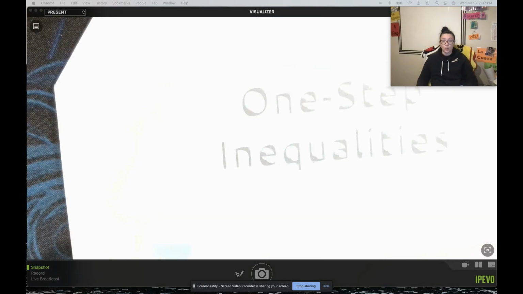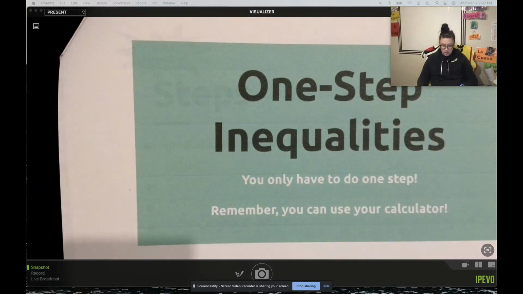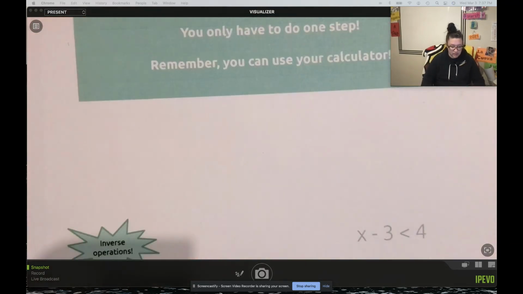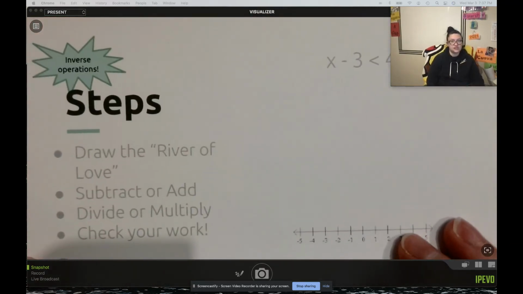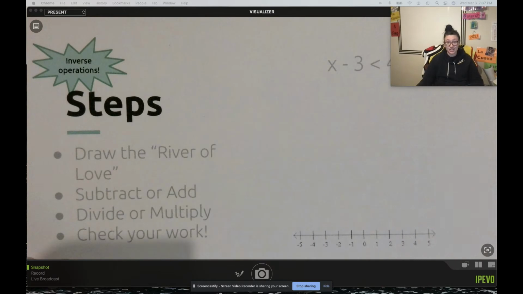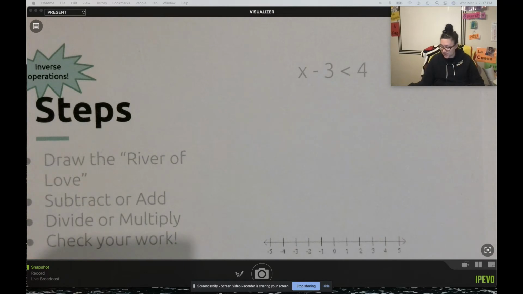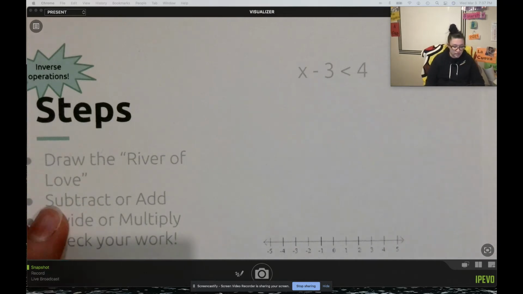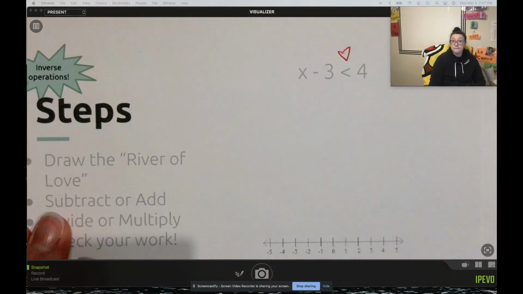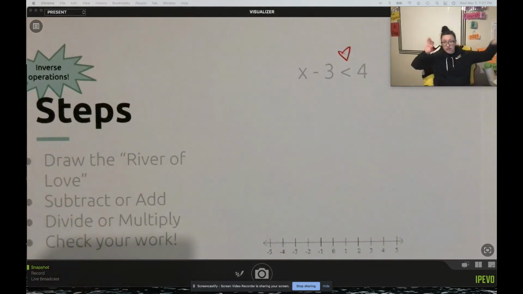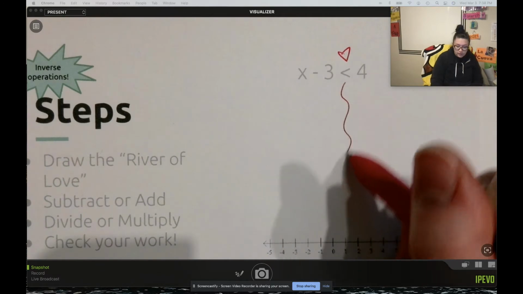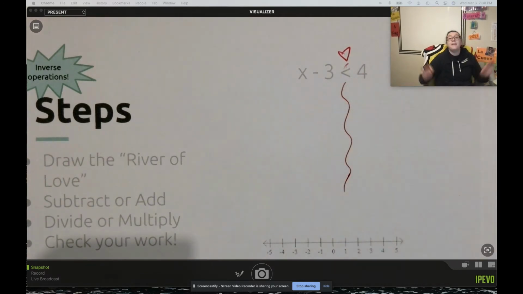Okay, let's get into solving some one-step inequalities. One step. This is throwing it back to 6th grade. These slides look the exact same as what we've been doing, you guys, since January, because it's the exact same steps every single time. So we start off drawing our river of love. Before it went through the equation, because that separated the two sides. Now our river of love is going to go through our inequality sign, because that's what separates the two sides. So I draw my river of love like that.